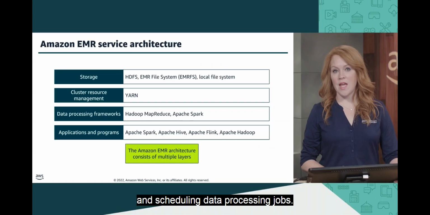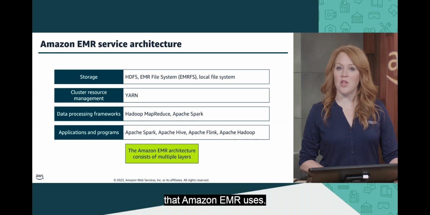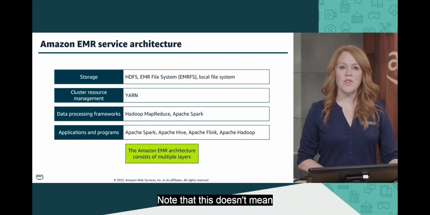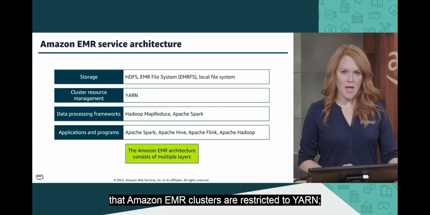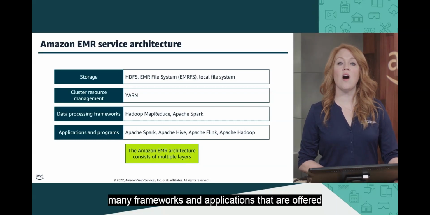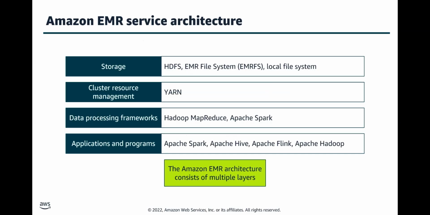The cluster resource management layer is responsible for managing your cluster resources and scheduling data processing jobs. Yarn is the default management component that Amazon EMR uses. Note that this doesn't mean that Amazon EMR clusters are restricted to Yarn. Many frameworks and applications that are offered in Amazon EMR don't use Yarn as a resource manager.